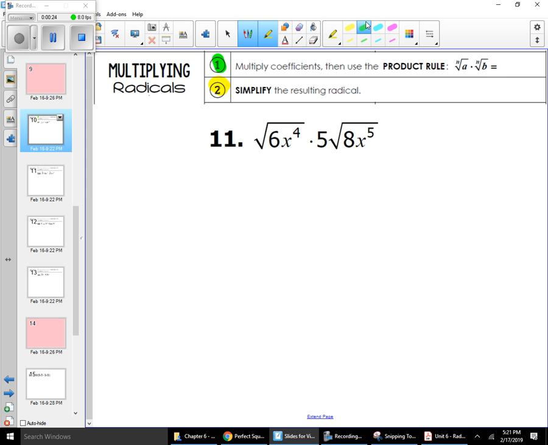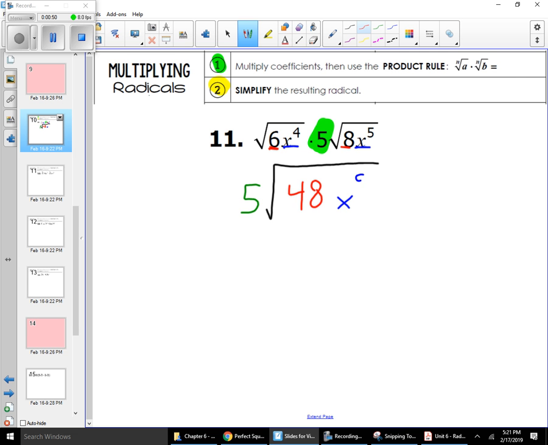So let's start by multiplying. Notice I do have a coefficient on my second radical. I don't on the first one. So 5 times 1 is just 5. Underneath the radical, I have to worry about the 6 and the 8. 6 times 8 will be 48. And then we have to keep in mind our product rule for exponents as well. Let's make these blue. x to the 4th times x to the 5th is x to the 9th. When multiplying those powers, we add the exponents.